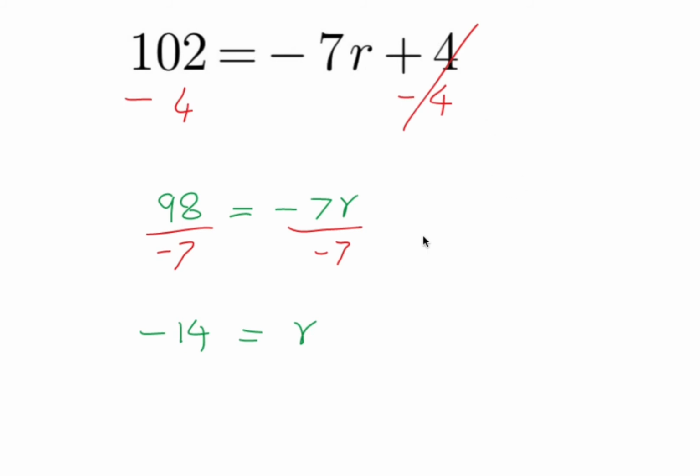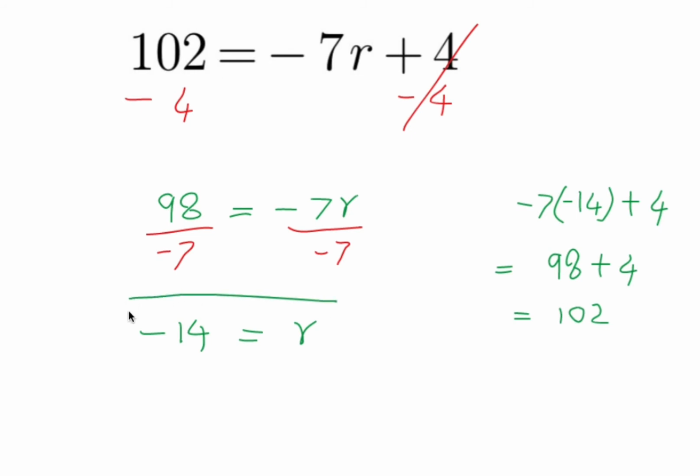Can we check whether this is correct or not? So minus 7, R value minus 14, plus 4. So negative negative will be positive. 14 times 7 is 98. 98 plus 4 is 102. And yes, we got 102. It means this is the correct answer. Okay. So you can check whether your answer is correct or not.